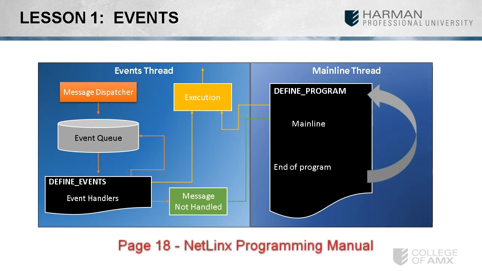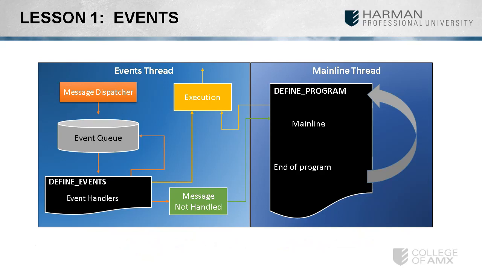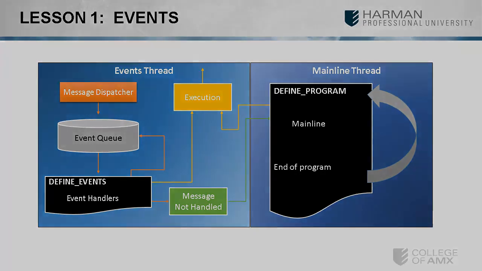For reference, this diagram is on page 18 of the NetLinks programming manual. We'll learn more about the define program section and its limitations in a later tutorial. Next, let's start writing an actual button event.